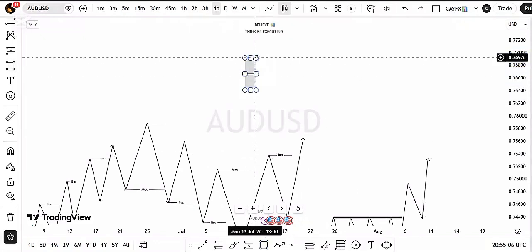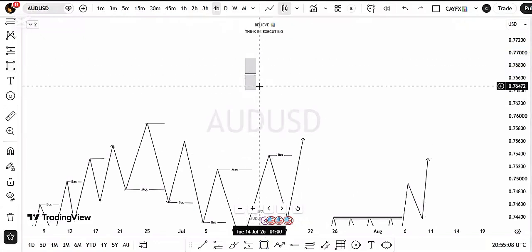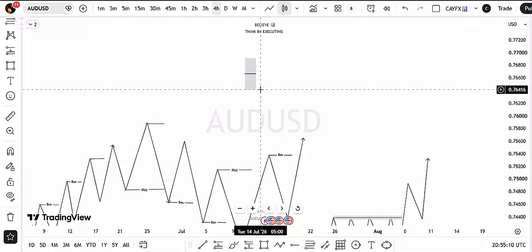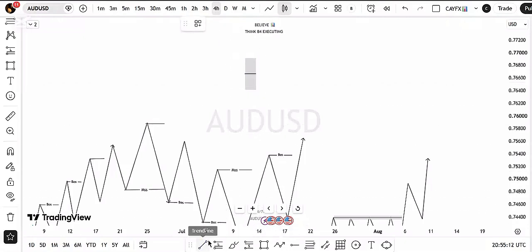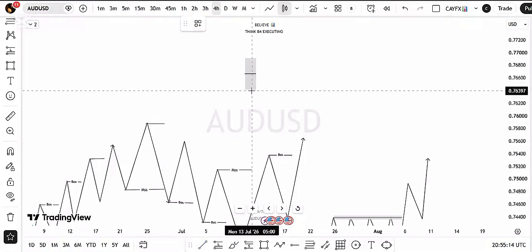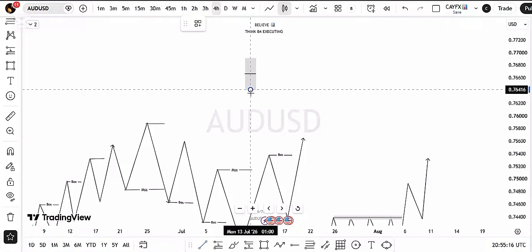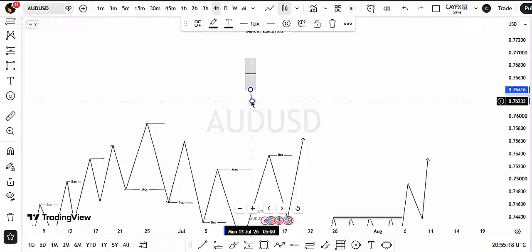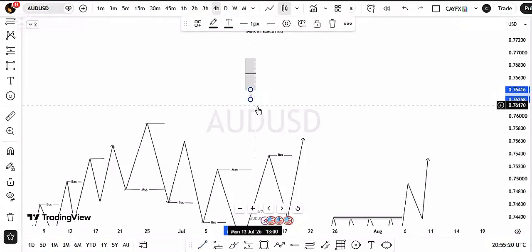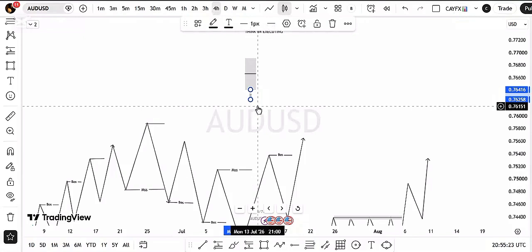This is the body of the candle. From here to here is the body of the candle. Then this is the wick. This is the wick of the candle.